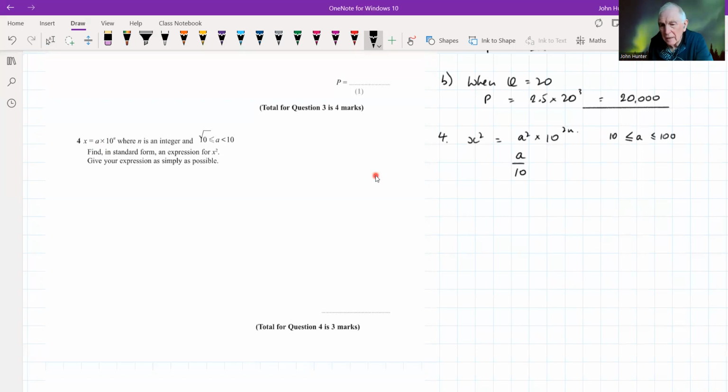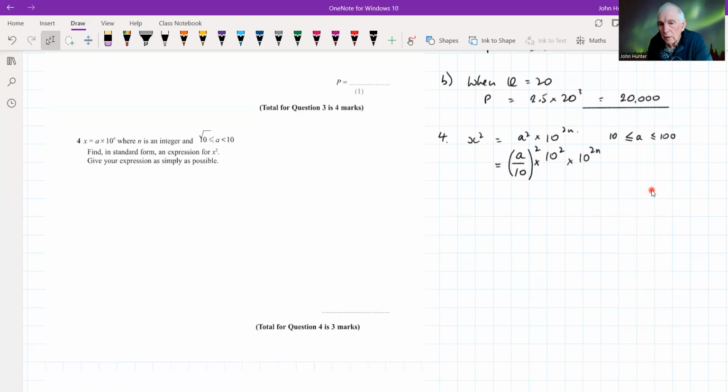So if we're doing that, we're going to need to put a factor of 10 into this second part. But of course, we're doing it to A squared, so that's going to be a factor of 100. So it's going to be that. So we can say that's the same as A over 10 all squared, can't we, times 10 squared times 10 to the power of 2n.